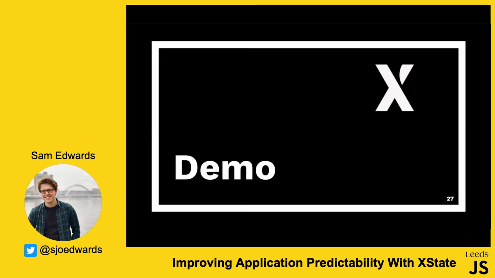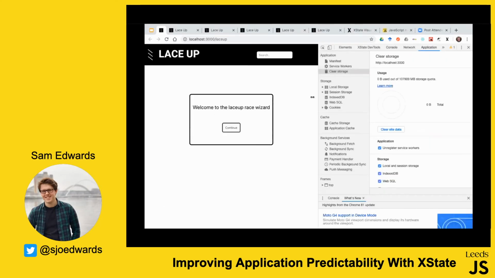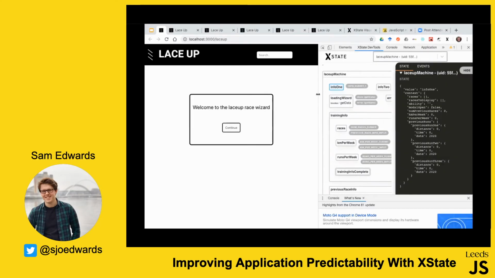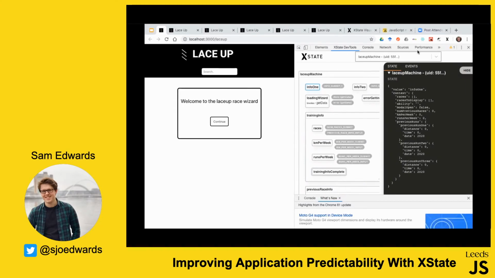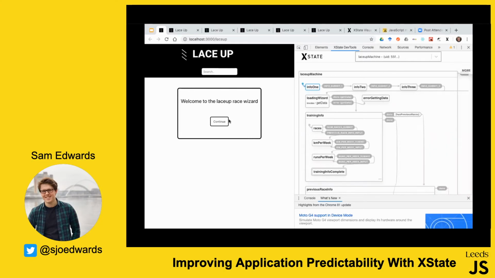And we've done a few demos, but I thought we might as well go the whole hog and create this application that I've been talking about, and you can see this full state machine in action. So this is the lace-up state machine. Initially we are in the info 1 state, and this is essentially just a linear machine which is giving a bunch of information to the user. It's not doing anything but allowing you to progress to the next state.